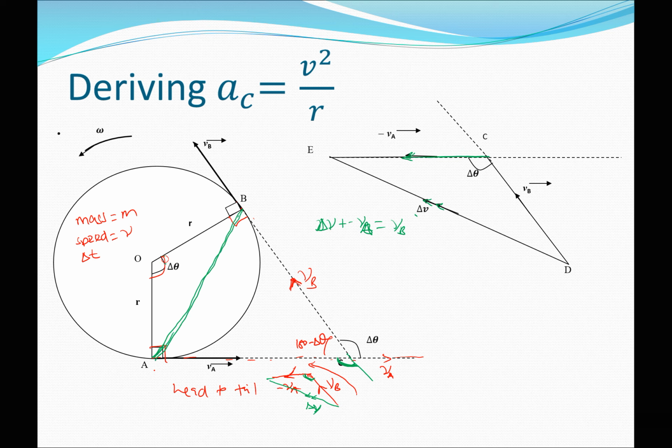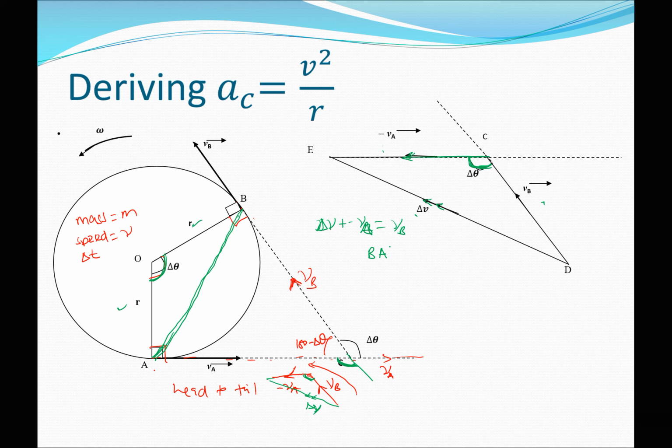Because the angle here is delta theta and the angle in this is also delta theta, and VA and VB are equal in magnitude, yet here we had R and here R, it means these two triangles are going to be similar. So the triangles AOB and CED are actually similar. And if they are similar, then I can use similarities.